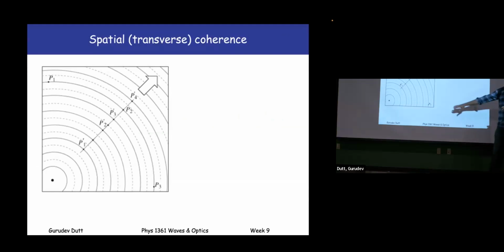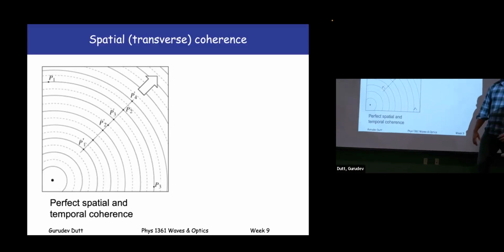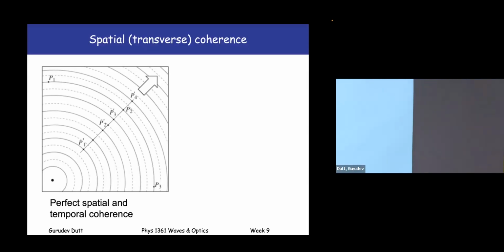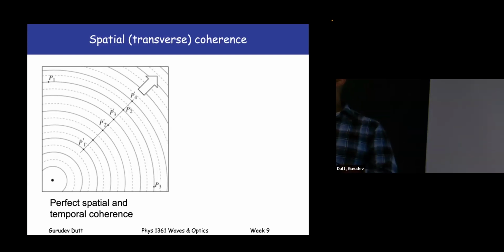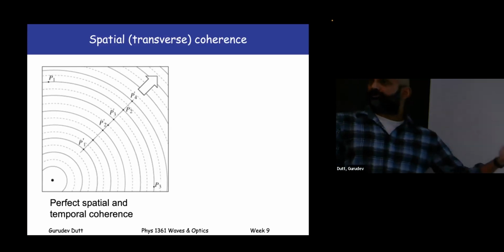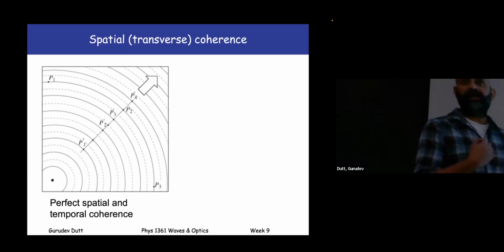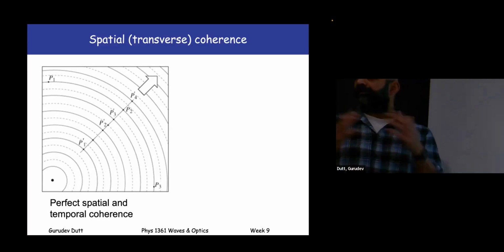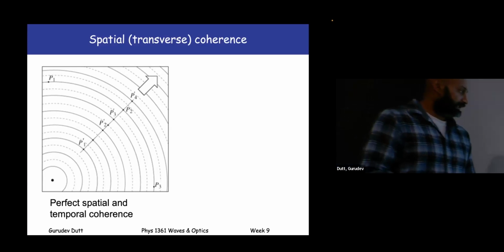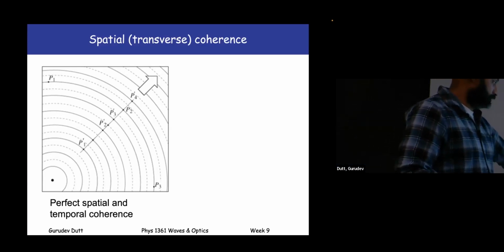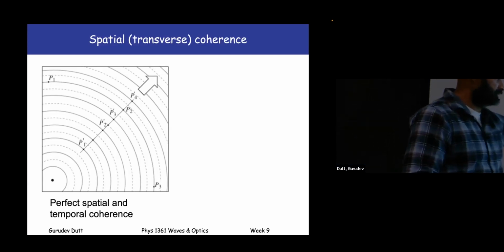So here I have a source, which is a point source. And imagine for a minute that it has perfect narrow bandwidth, or infinitely small bandwidth. So it's perfectly monochromatic as well. So this is obviously a perfect source. It's both a point source and a perfectly monochromatic source. Then the waves that come out of this point source, you can see, are spherical waves.